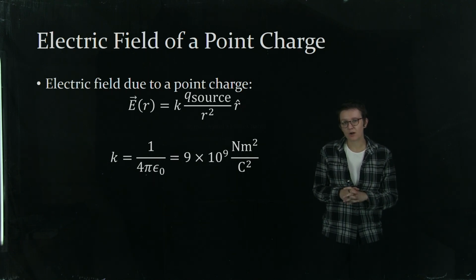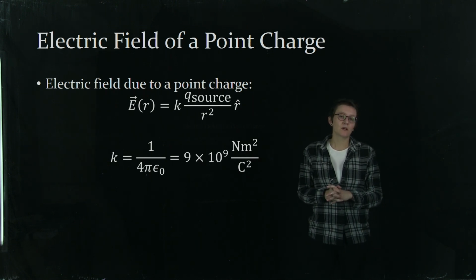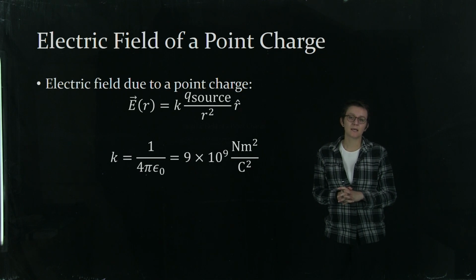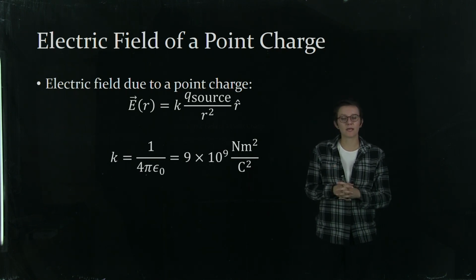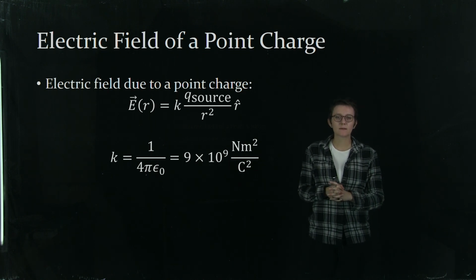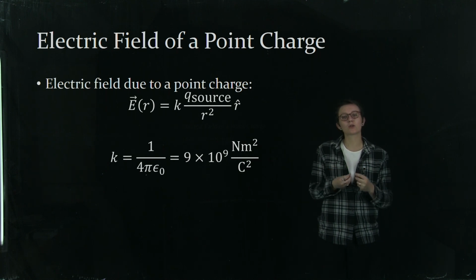K is a fundamental constant. It's the electric constant. You can see it written there. You can also see it written in terms of the permittivity of free space, epsilon naught. K is equal to 1 over 4 pi epsilon naught. They're equivalent ways of writing those fundamental constants. You have Q source in the numerator. Q source is the charge on your source charge.